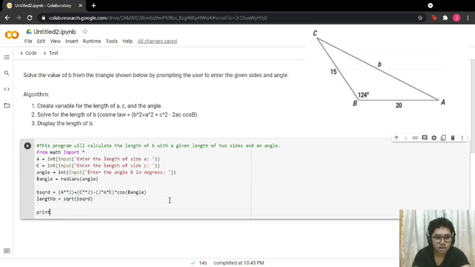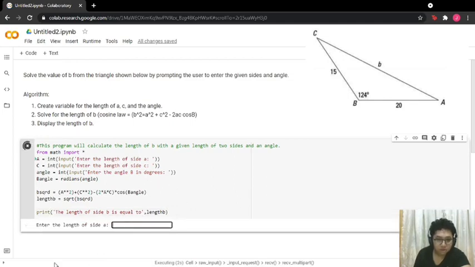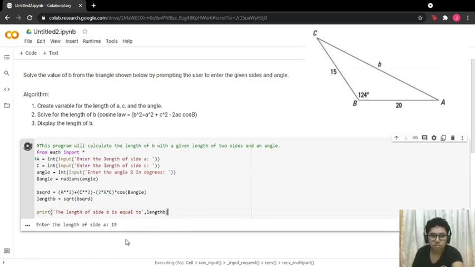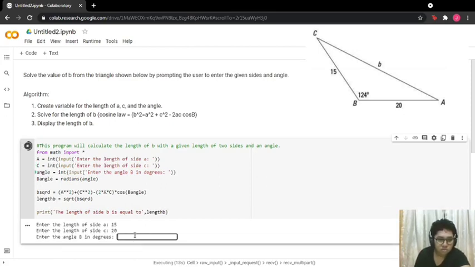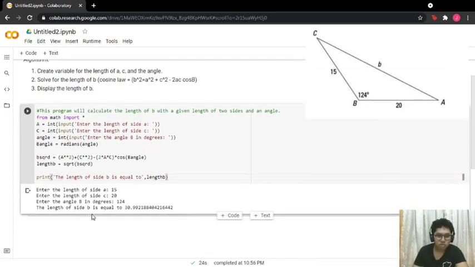Then I will display the length B. The length of side B is equal to length B. Run the program. Length of side A, we have the opposite of A is 15. The length of side C, opposite of letter C, is 20. Now the angle of B is 124 in degrees. We have the length of side B is equal to 30.99 or just 31.